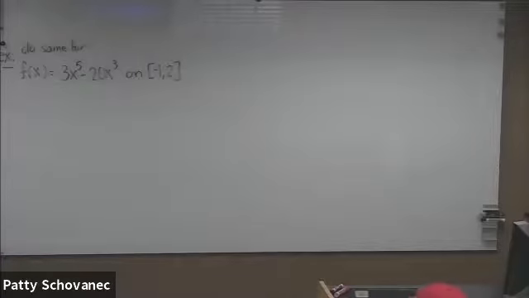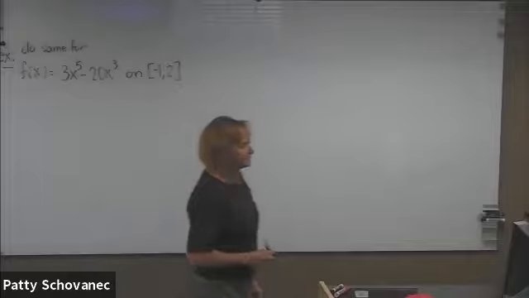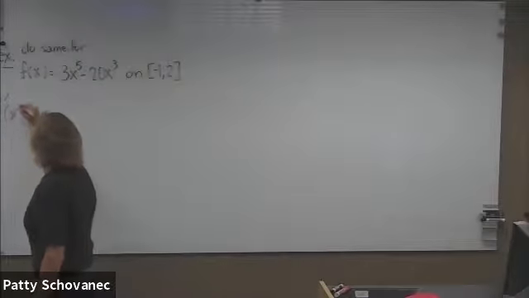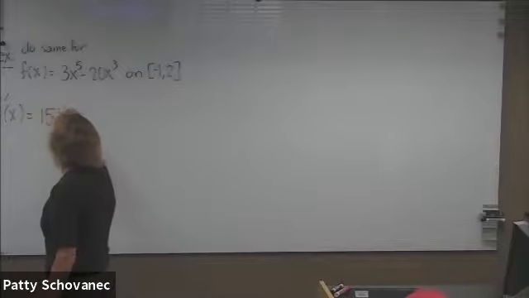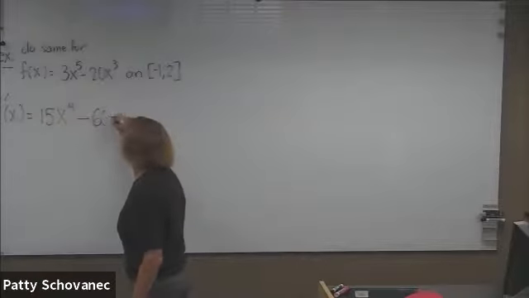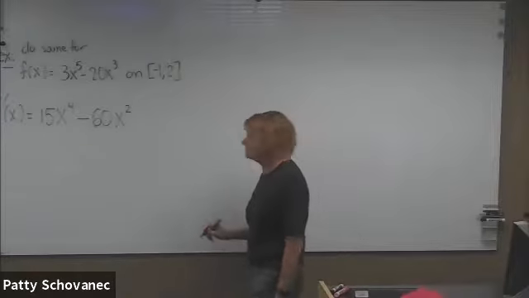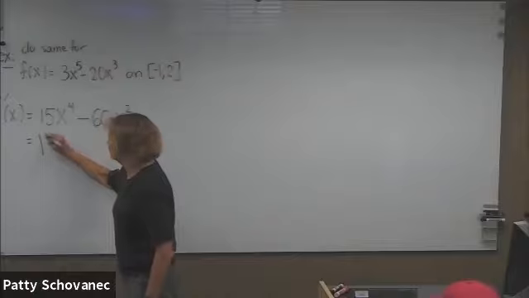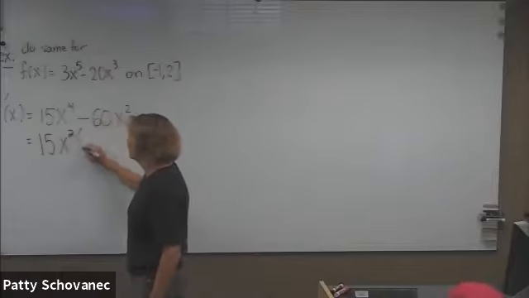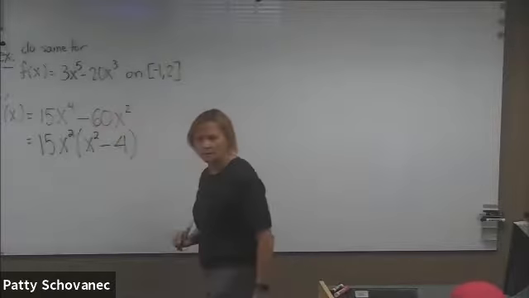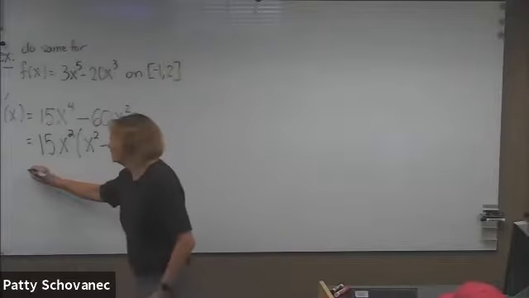Notice that you just have a polynomial, so you're guaranteed that it's continuous on that interval. That means those max and mins will be there. And the derivative is plenty easy. Let's see, I get 15x to the fourth minus 60x squared. And the greatest common factor will be 15x squared, leaving me x squared minus 4. How does x squared minus 4 factor?